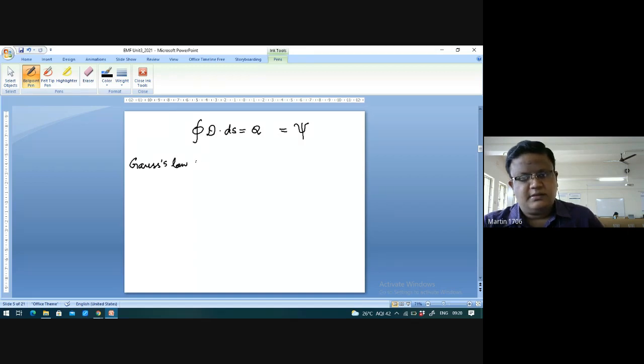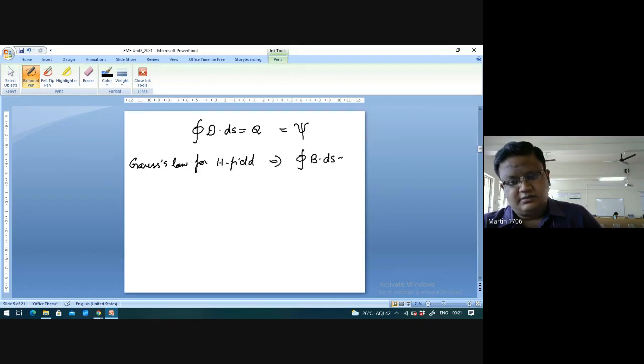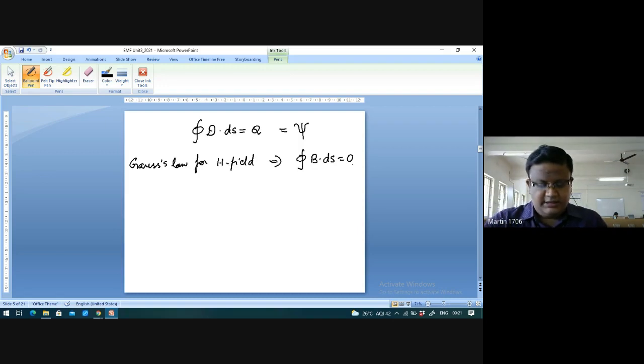The Gauss law for magnetic field is nothing but the surface integral of B dot dS is equal to 0. So applying the divergence theorem. What is the divergence theorem? Why are we applying the divergence theorem?